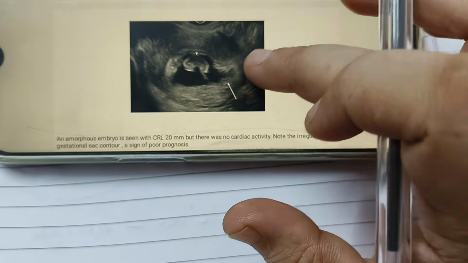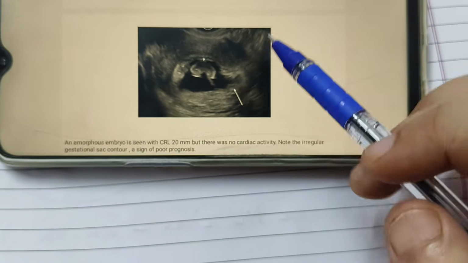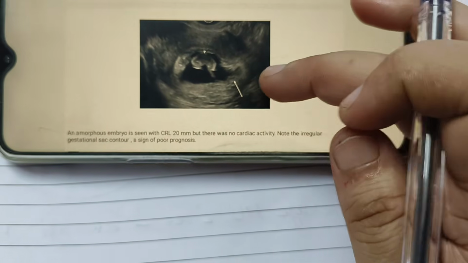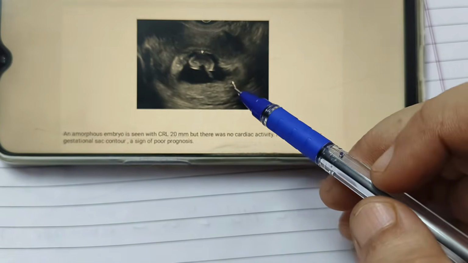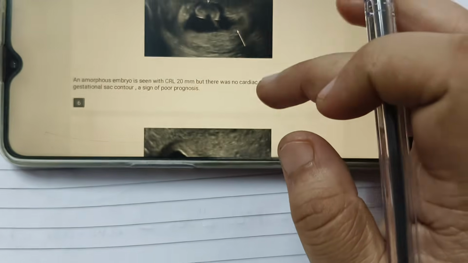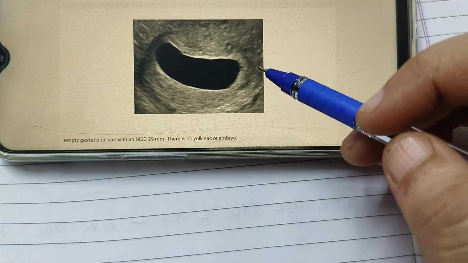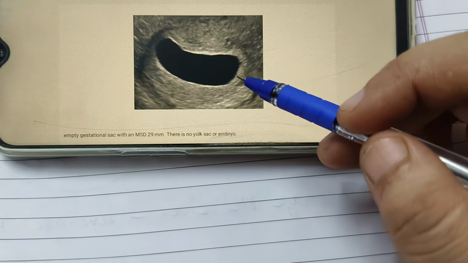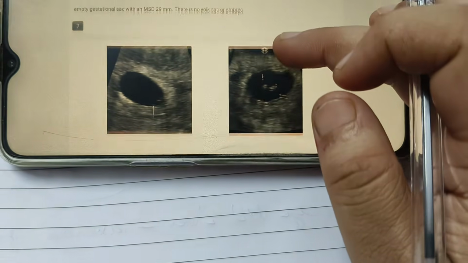Here in this image, the crown rump length is 20 mm, that is more than 7 mm, but there was no cardiac activity. So thus this was diagnostic of early pregnancy failure. Also we can see there is irregular contour of gestation sac, which is again a sign of poor prognosis. We come to the next image. Here we see the mean sac diameter is more than 25 mm, that is 29 mm, but no fetal pole is seen. So again this is diagnostic of early pregnancy failure.